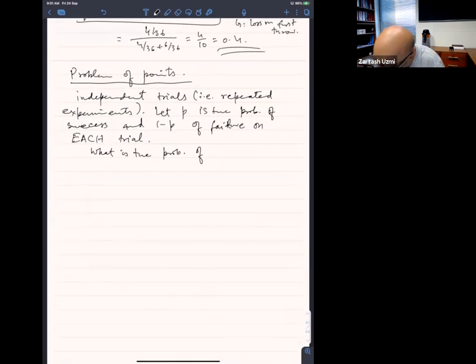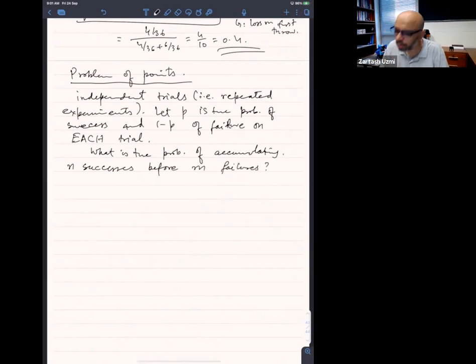Now it's a different question: what is the probability of accumulating n successes before m failures? मैं अब एक success की बात नहीं कर रहा. अब टॉस करते जा रहे हैं, या पहले आपके पास n सक्सेसेस आ जाएंगी, n विन्स आ जाएंगे, या उस m फेलियर्स पहले आ जाएंगे. जो भी पहले आएगा आप स्टॉप कर देंगे वहां पे. नाउ द क्वेश्चन इज कि which will occur first? Will you be able to get 5 successes before 7 failures? Will you be able to get 3 successes before 20 failures?